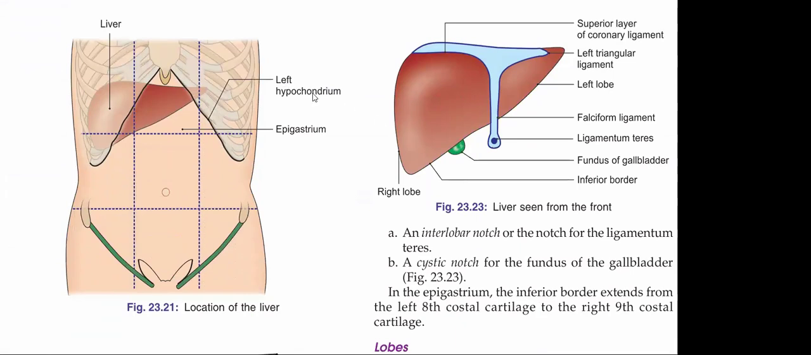This is the left hypochondrium and epigastrium. This is the liver. Superior layer of the coronary ligament, left triangular ligament, left lobe, falciform ligament, ligamentum teres, the fundus of gallbladder, inferior border, right lobe.